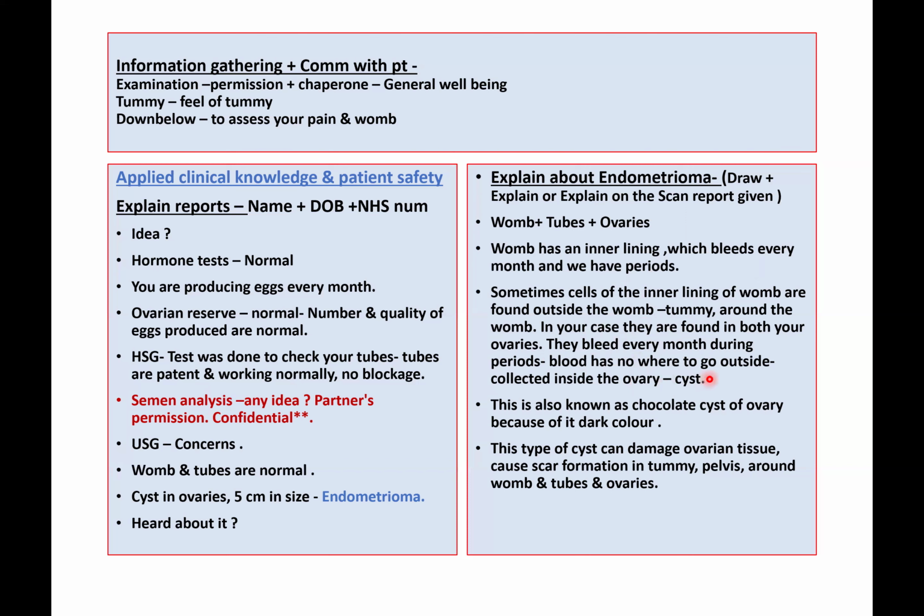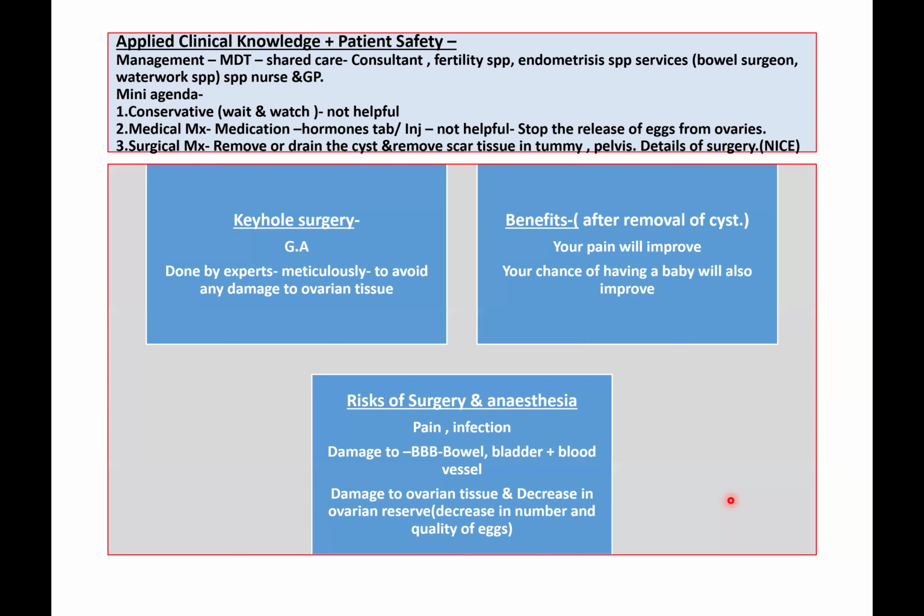This blood has nowhere to go outside. It gets collected inside the ovary, forming the cyst. We also call it chocolate cyst of ovary because of its dark color, as it contains the blood. This type of cyst can damage the ovarian tissue, can cause excessive scar formation in the tummy, pelvis, around womb, tubes, and ovaries, and this can cause severe pain and also can interfere with your fertility. Am I making sense? Any questions?